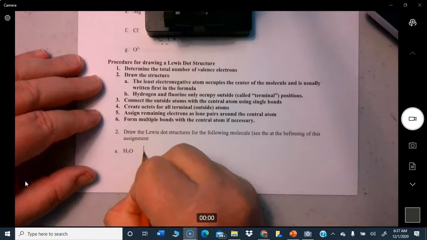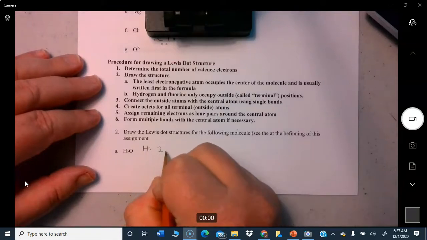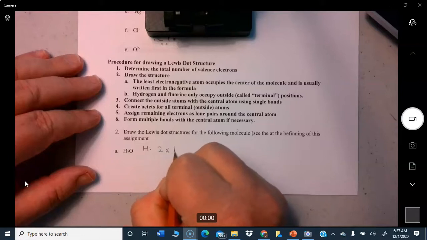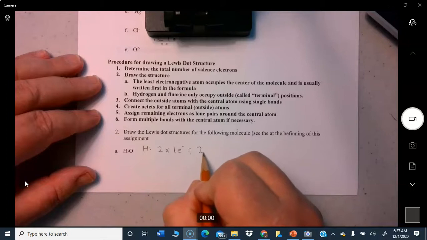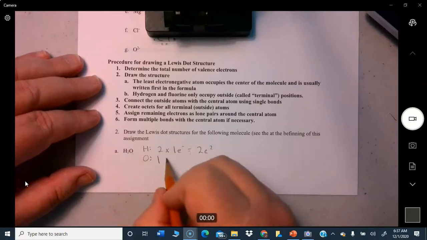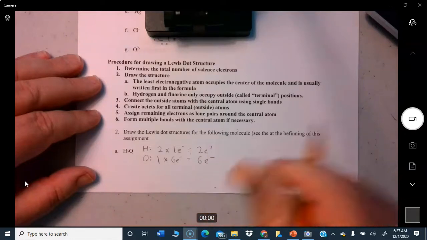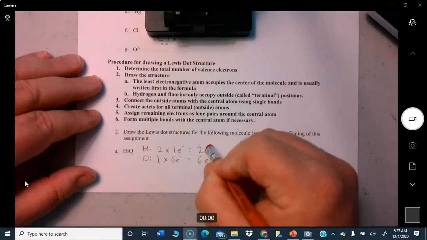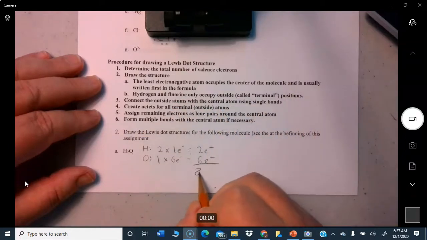So for hydrogen, we have H. Okay, we have 2 of those, and each one has 1 valence electron. E- means electron, so that's a total of 2. And we have oxygen, there's 1 oxygen. Each one has 6 valence electrons. So that's a total of 6. And now you add those and you get 8 electrons.